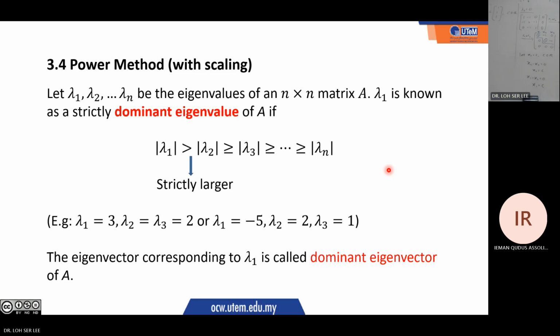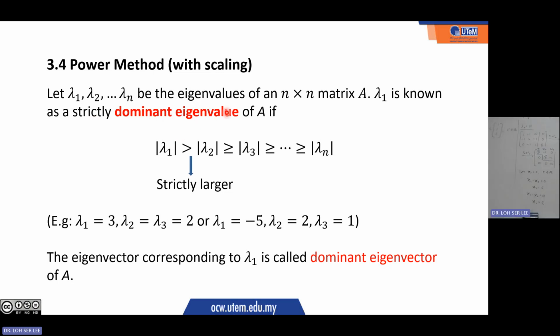Okay, now look at the screen. Power method with scaling. We will scale the eigenvector for each of the iterations. Now let lambda 1 up to lambda n be the eigenvalues of an n by n matrix A. Given a 3 by 3 matrix, we have lambda 1, lambda 2, lambda 3. If you have a 4 by 4 matrix, we have lambda 1, lambda 2, lambda 3, and lambda 4. And lambda 1 here, for power method, is the dominant one.